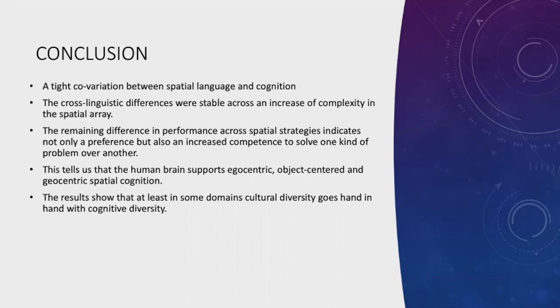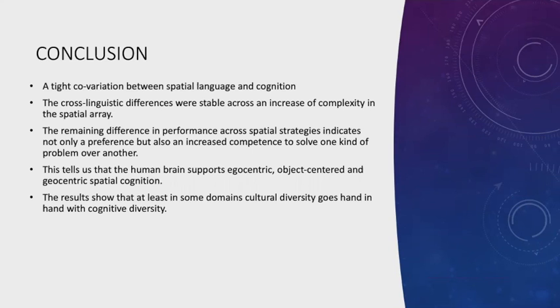In conclusion, this paper investigated cross-cultural differences in spatial cognition and their correlation with language differences. The data shows a correlation between the dominant linguistic strategy in the language and the preferred cognitive strategy used to process spatial relations, reporting a tight covariation between spatial language and cognition. The cross-linguistic differences were stable across an increase of complexity in the spatial array. They found no evidence for a common underlying natural tendency towards any single shared FOR across the two communities.